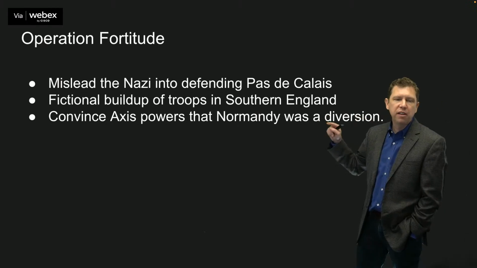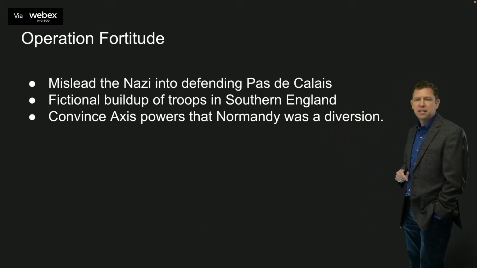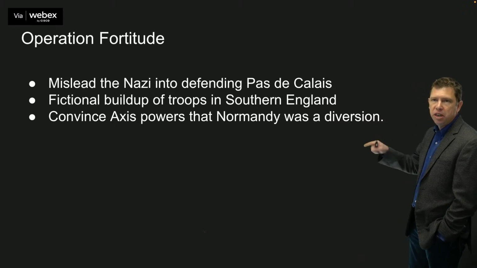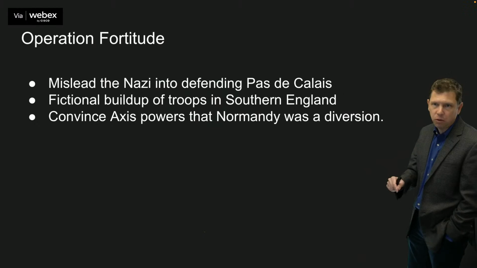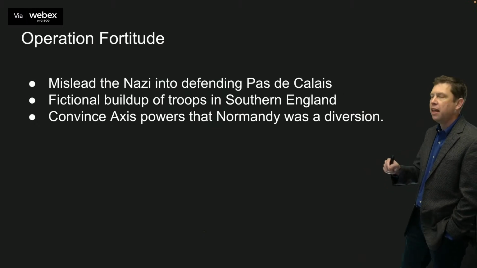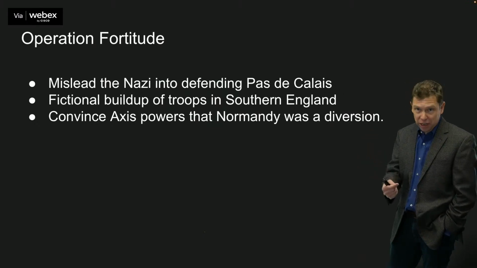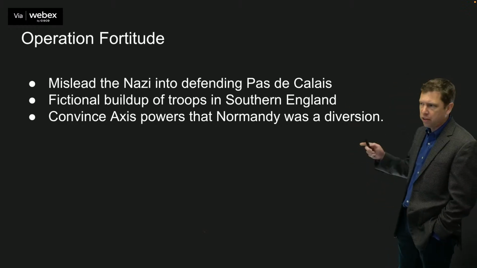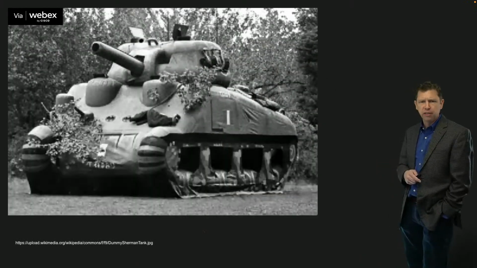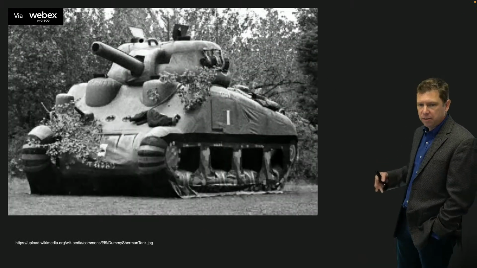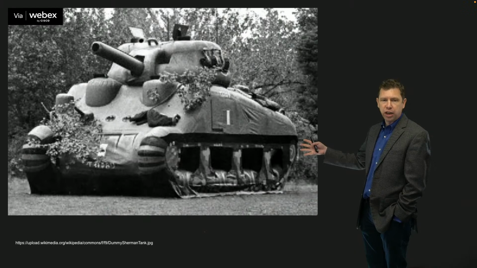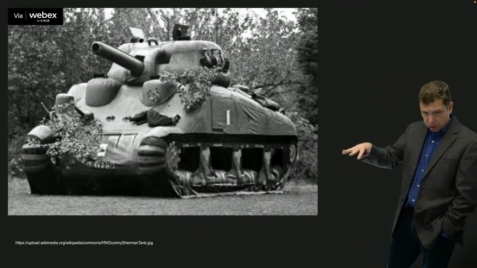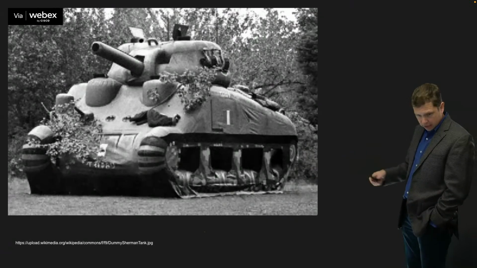They created a fictional buildup of troops in southern England, and they were going to convince the Axis powers that Normandy was a diversion. So the actual thing they were doing, attacking Normandy, they were going to let them know they were attacking Normandy, and then say, but it's a diversion. Watch out, they're going to be attacking up north at the Strait of Dover, I believe. So they built up all this, this is an inflatable tank. And they put these inflatable tanks out where Germans could see them to assume they were building up in this other place, not in Normandy.